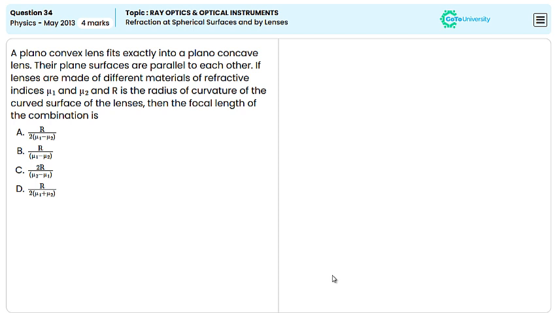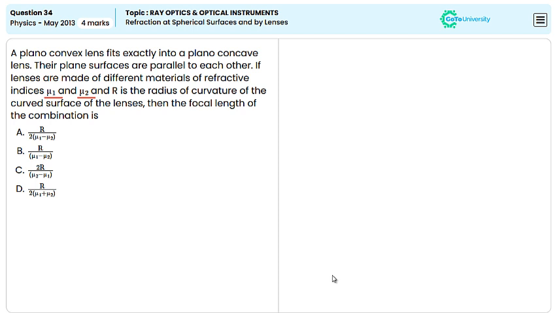This problem involves a plano-convex lens and a plano-concave lens fitted together with the parallel plane surfaces and made of materials with refractive indices mu1 and mu2 respectively. Let's calculate the effective focal length of this combination.